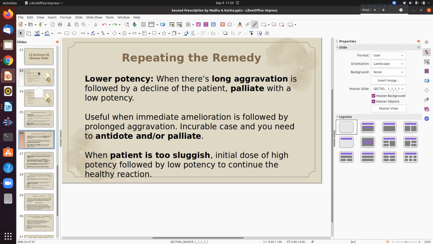When the patient is too sluggish, give an initial dose of high potency followed by low potency to continue the healthy reaction. Okay, the patient is too sluggish to react. The reaction is very slow. That time, to initiate the reaction, give the higher potency. The action has started, and then continue with the low potency.